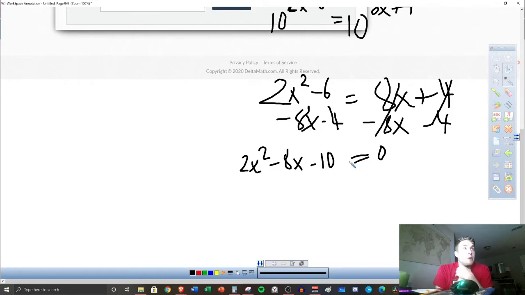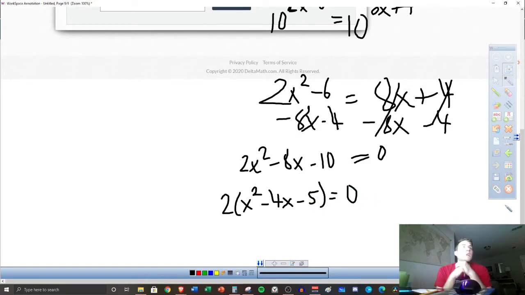All right, so how do we solve the quadratic? Well, we can use the quadratic formula, or what we did a lot of this year was solving by factoring. And what I see first here is a GCF. What's the GCF of these three numbers? It's 2, right? So let's take a GCF of 2 out. So 2 times x squared minus 4x minus 5.